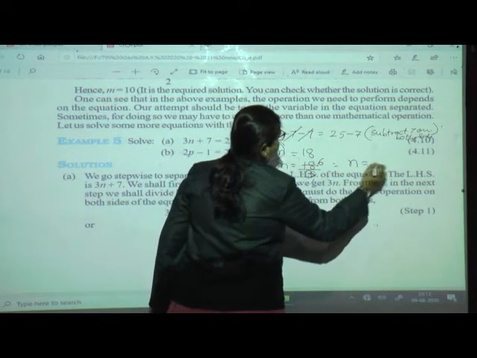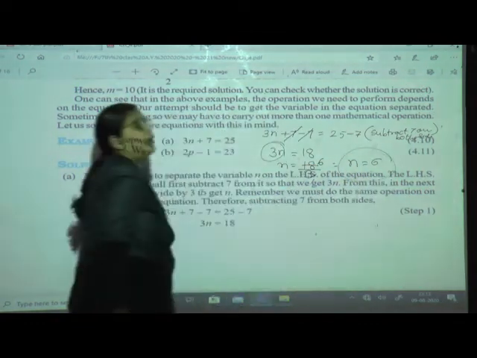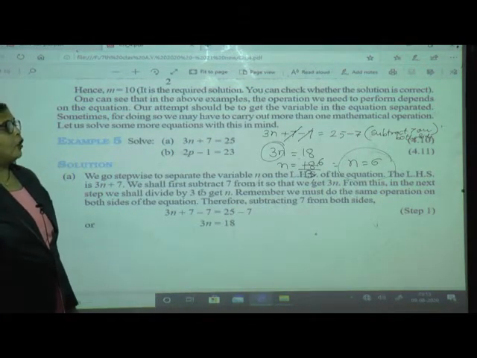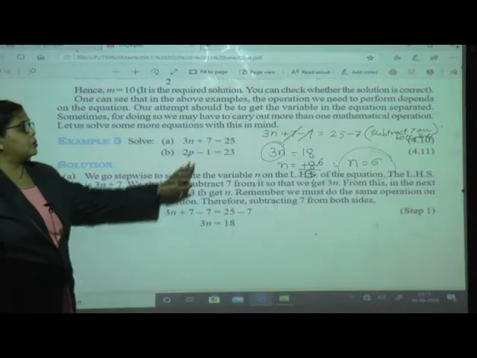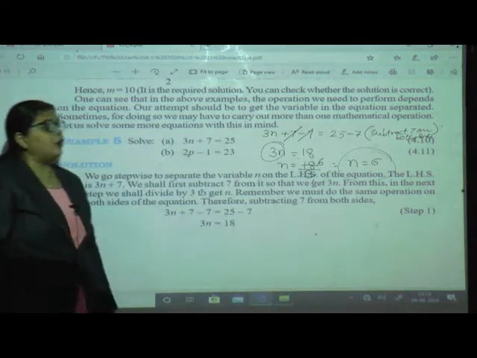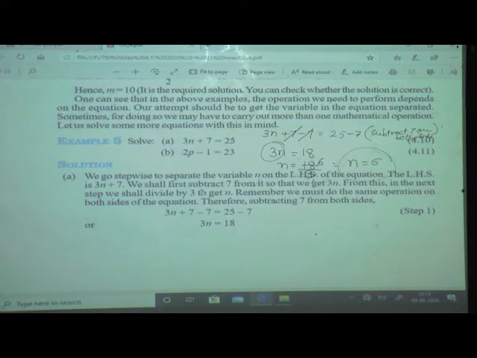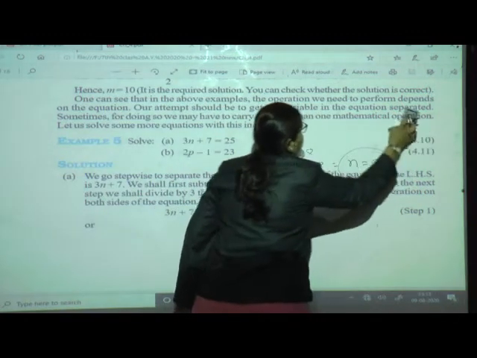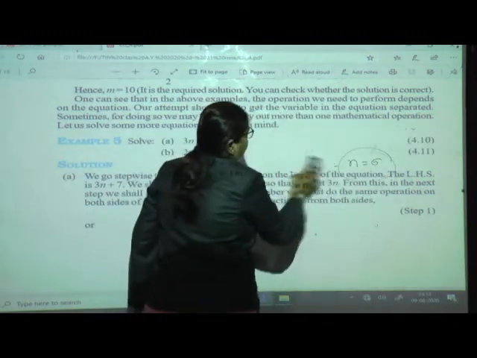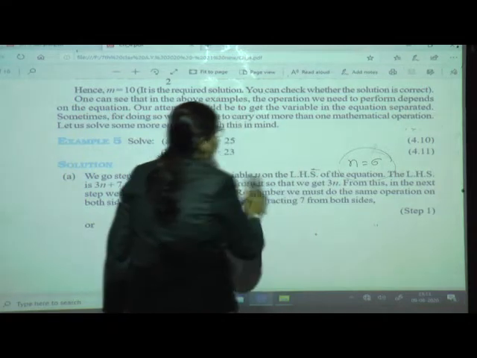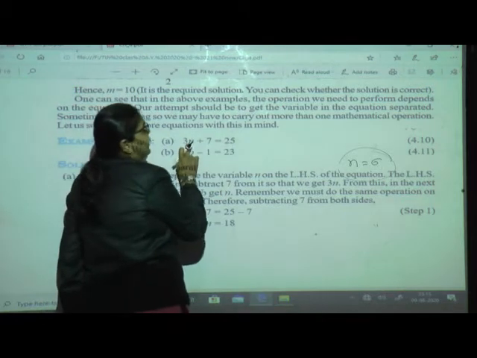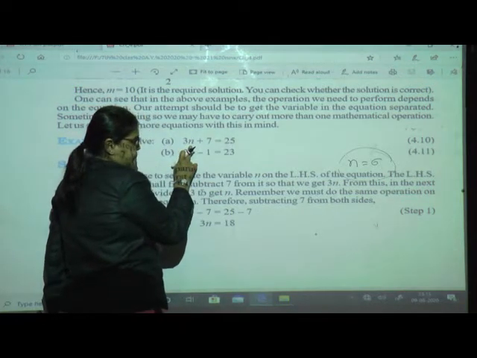So you got the value of n, finding the value of a variable n. Here also we had found out the value of variable n, and then we have to check if what we got for the variable is correct or not. Just check it, so you will understand. The value of n is equal to 6. We have to substitute this n in the equation.